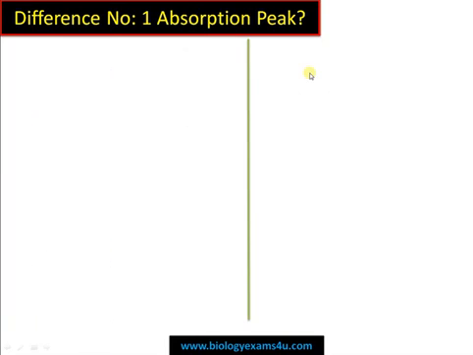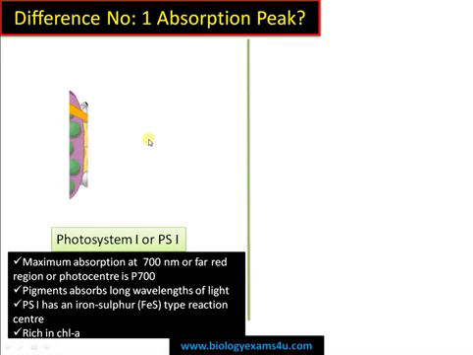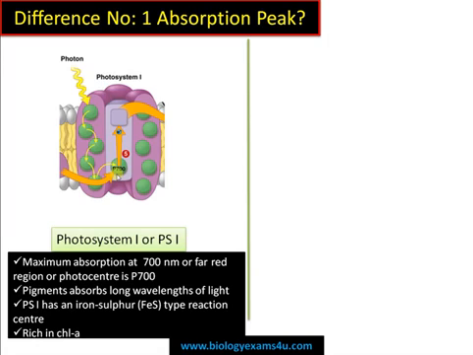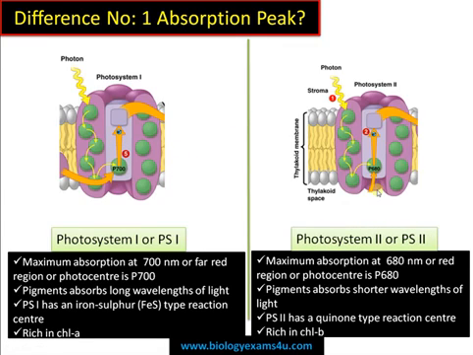Let us move into the differences. First of all, starting with the difference in absorption peak. For photosystem 1, the maximum absorption is at 700 nanometer, the far red region of light, or it absorbs longer wavelengths of light, and it has an iron sulfur type reaction center and is rich in chlorophyll a. In the case of photosystem 2, the maximum absorption peak is at 680 nanometer. It has a quinone type reaction center and is rich in chlorophyll b.